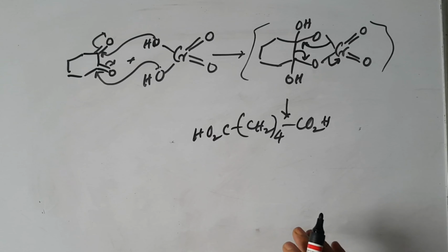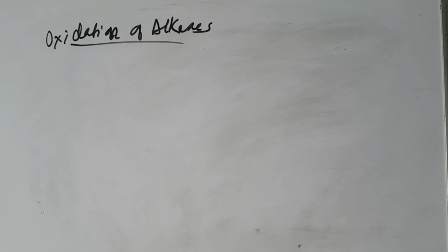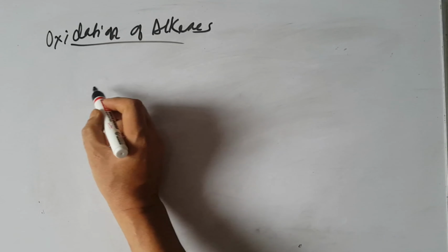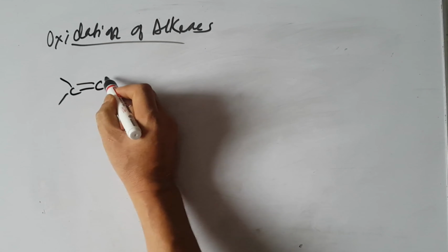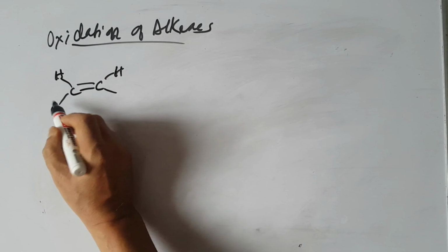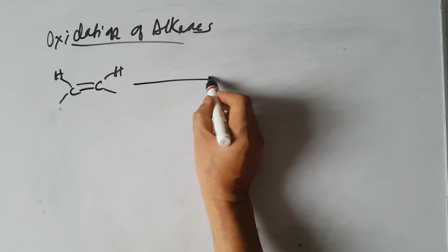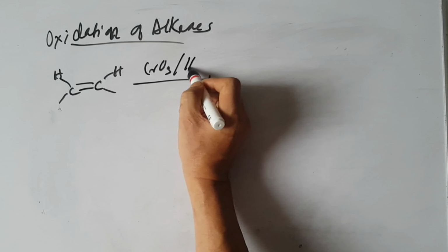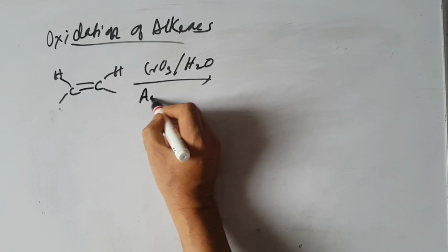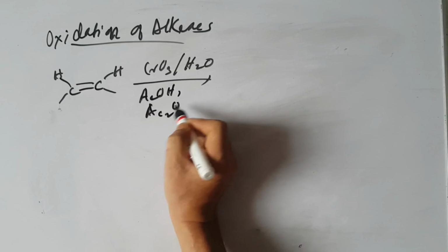Now let us take up the oxidation of alkenes by chromium compounds. The oxidation of alkenes is generally not so important because it gives lots of products; a mixture of products is obtained when alkenes are oxidized. Just for example, this is the general reaction: chromium trioxide in water, or chromic acid in the presence of acetic acid or acetic anhydride. It gives a mixture of products.